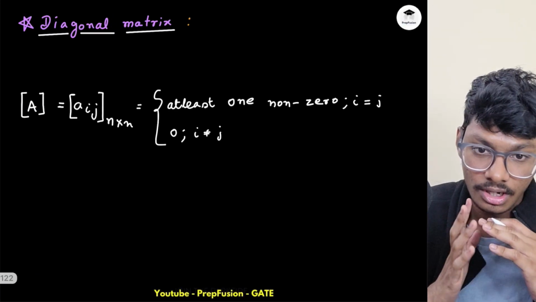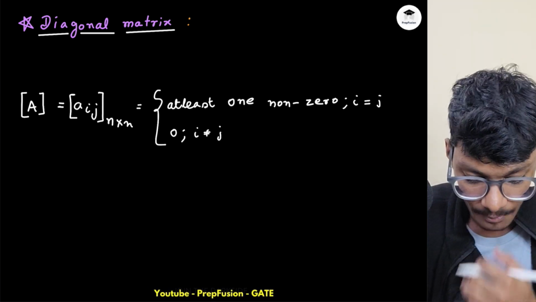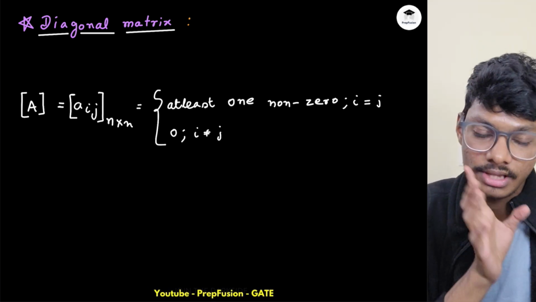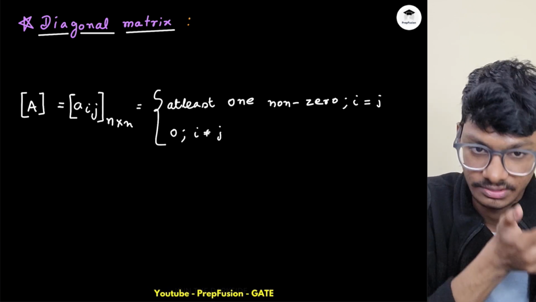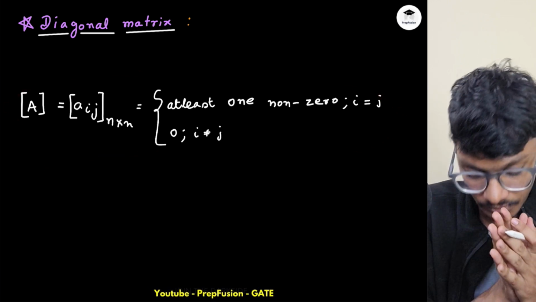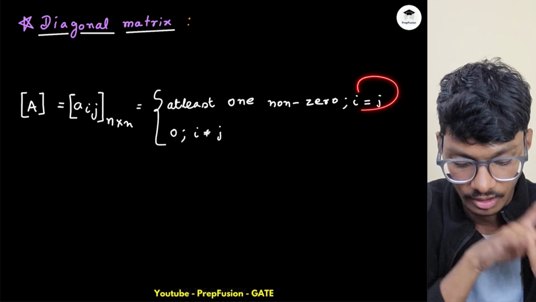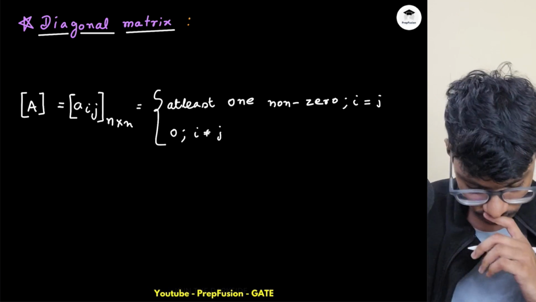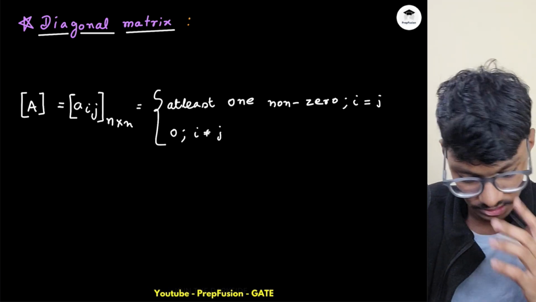So let's come to the diagonal matrix. What is a diagonal matrix? Basically, whichever elements are in the principal diagonal, at least one of them has to be non-zero. I will explain what the principal diagonal is. A diagonal matrix will always be a square matrix.